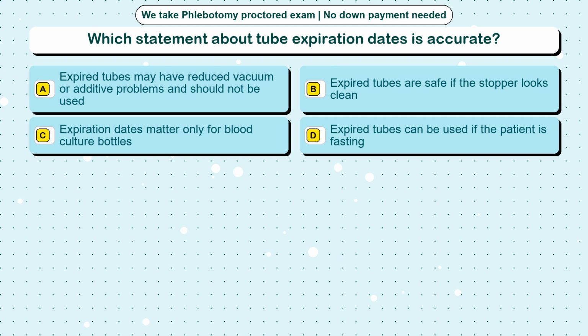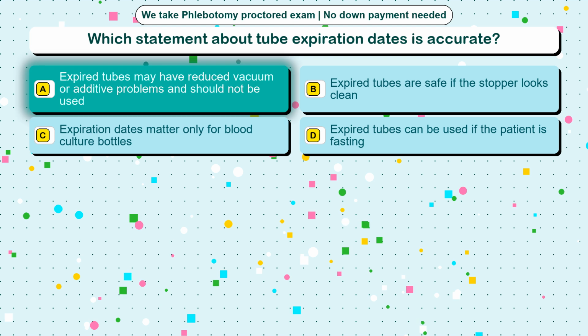Question 79. Which statement about tube expiration dates is accurate? Option A, expired tubes may have reduced vacuum or additive problems and should not be used. Option B, expired tubes are safe if the stopper looks clean. Option C, expiration dates matter only for blood culture bottles. Option D, expired tubes can be used if the patient is fasting. The correct answer is option A.